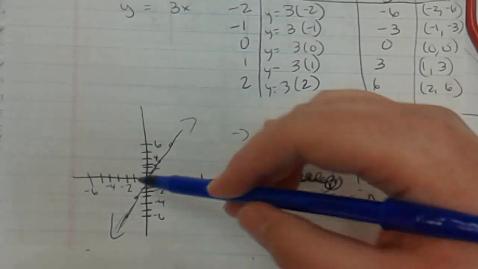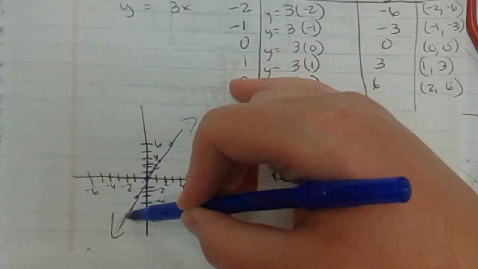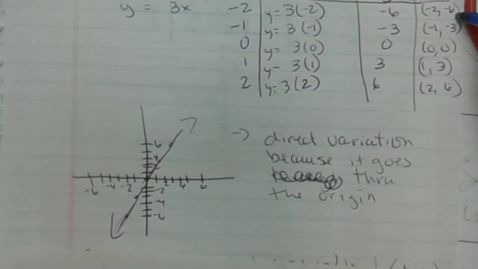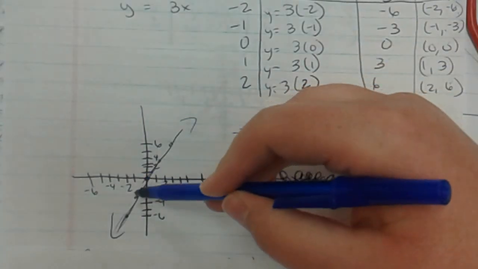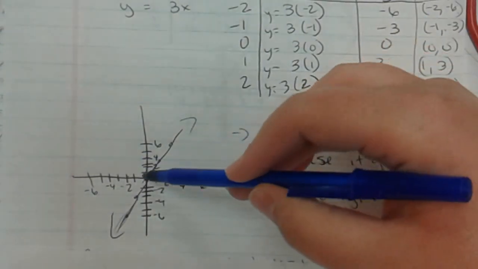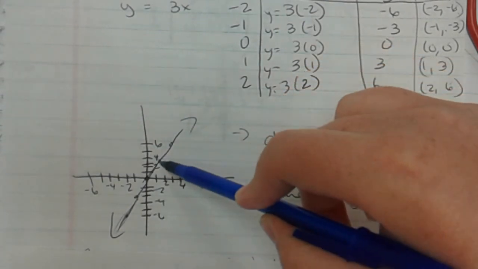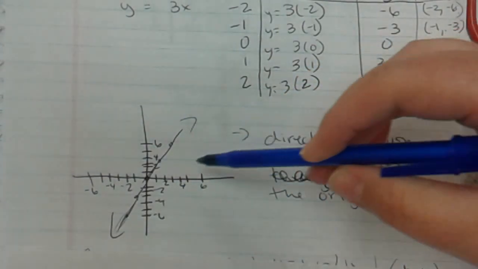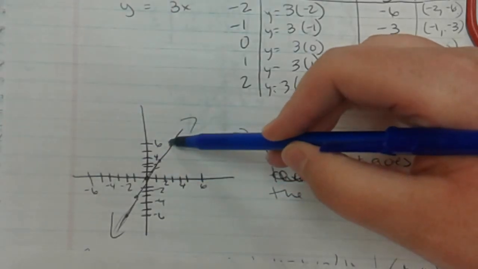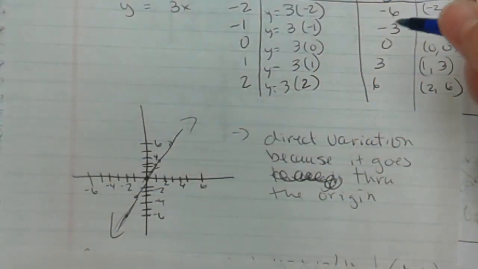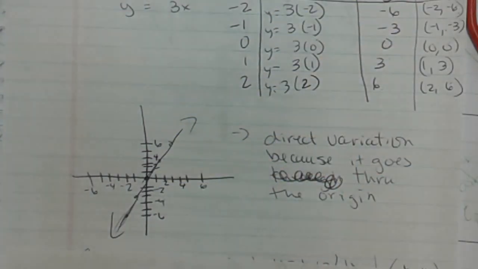And I plotted my points. -2 means I go to the left, down -6. That takes care of my first ordered pair. My second is -1, -3. My third is 0, 0. My fourth is 1, 3, and my fifth is 2, 6. Then I drew a line, and I realized, hey, this goes through the origin. Therefore, it is a direct variation. That is a key term you'll be using quite a bit this year. It goes through the origin and forms a linear function.